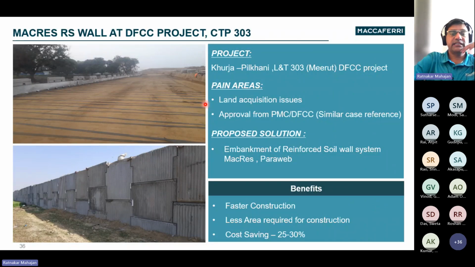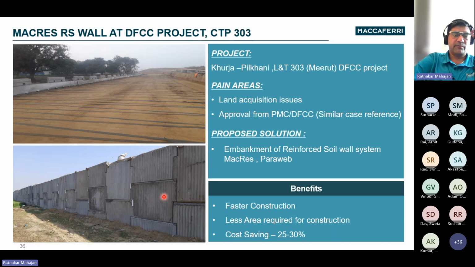Let me take you through the second project. This is the project built for DFCC. DFCC stands for Dedicated Freight Corridor. This was for package 303, which is in the north part of India, above Delhi, in a city near Meerut. The project line is the Khurja Pilkhani railway line. In this project, land acquisition, of course, was the pain area.